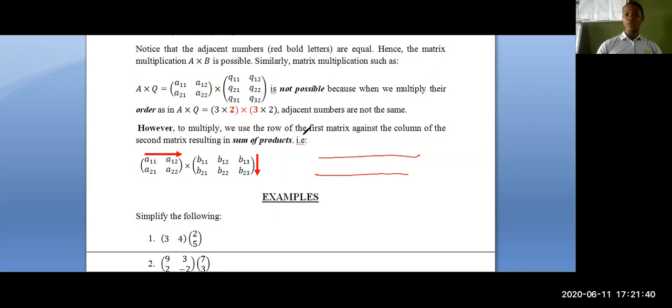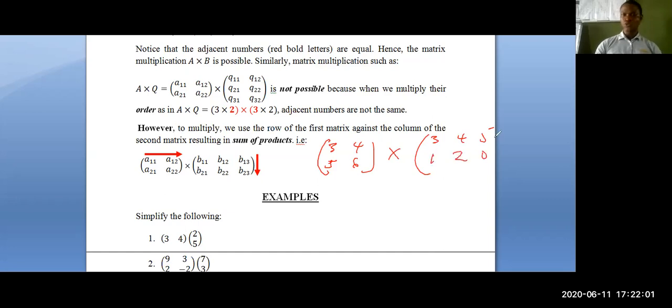All right. So there's one good thing I also forgot to tell you, that when you test the other multiplication, for instance, you have A times Q, and of course, let's say I use this one, 3, 4, 5, and 6, multiplied by 3, 4, 5, 1, or 1, 2, 0. All right, so you have something like this. Testing the order, 2 by 2 multiplied by 2 by 3. You now see that the adjacent numbers are equal.